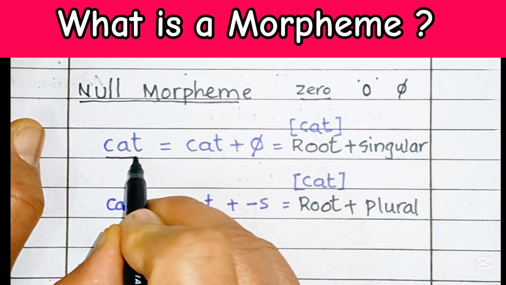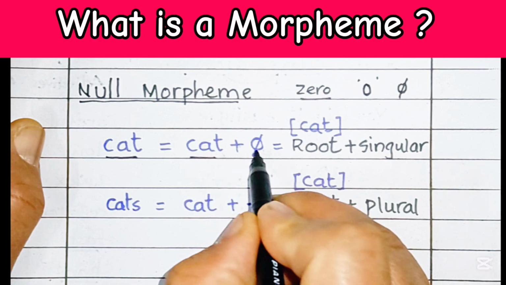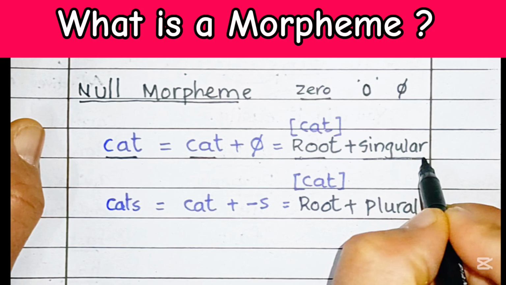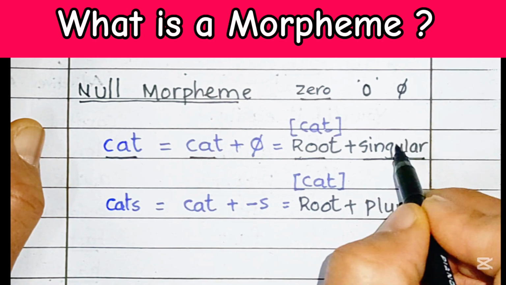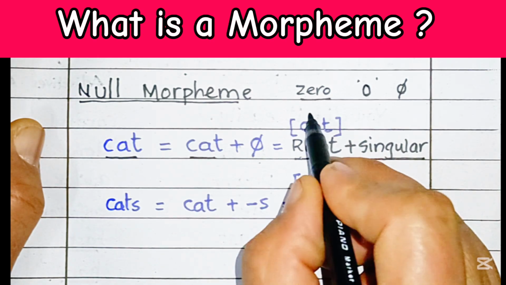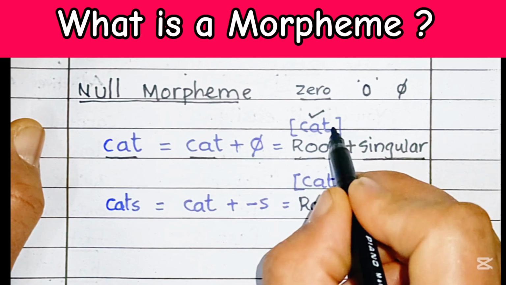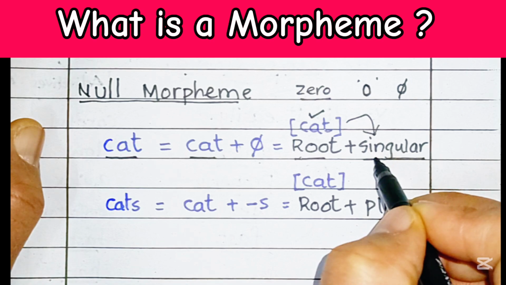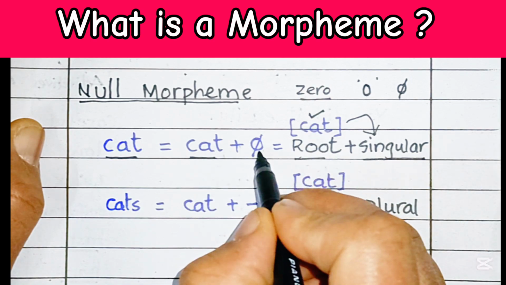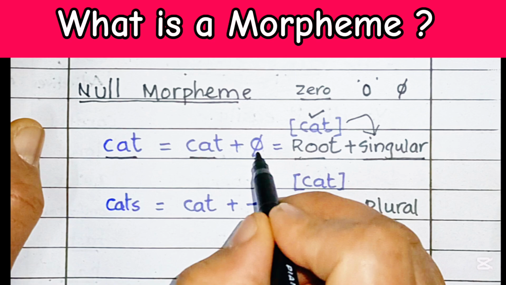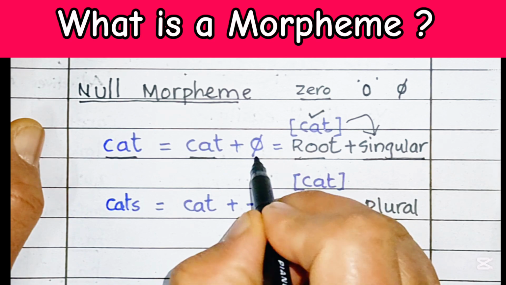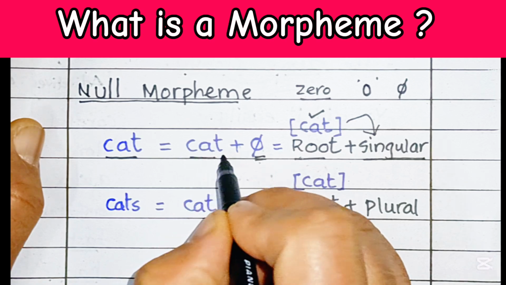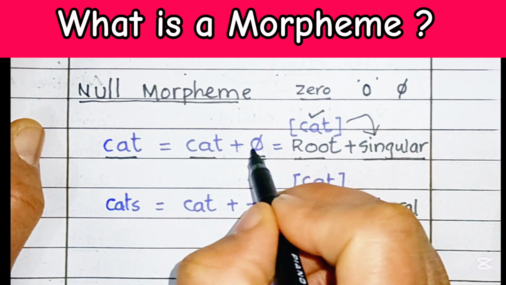For example, if we know that there is a cat, so cat plus a null set or empty set, we know that cat is the root and it is singular. It is there, but we don't mention it. It's a singular form. So this singular is actually a null morpheme. So cat plus an empty morpheme, a morpheme that is not visible, because this shows the singularity of the word cat. So this is there and it is normally invisible.